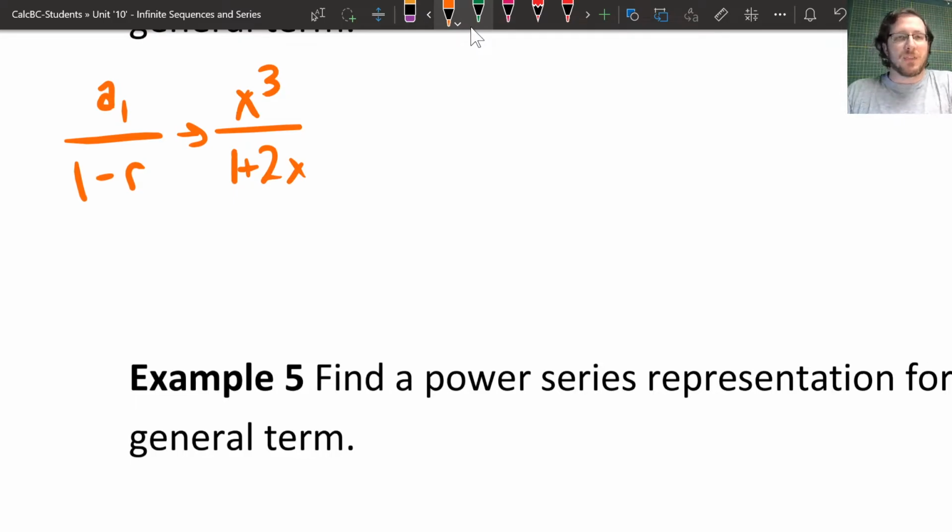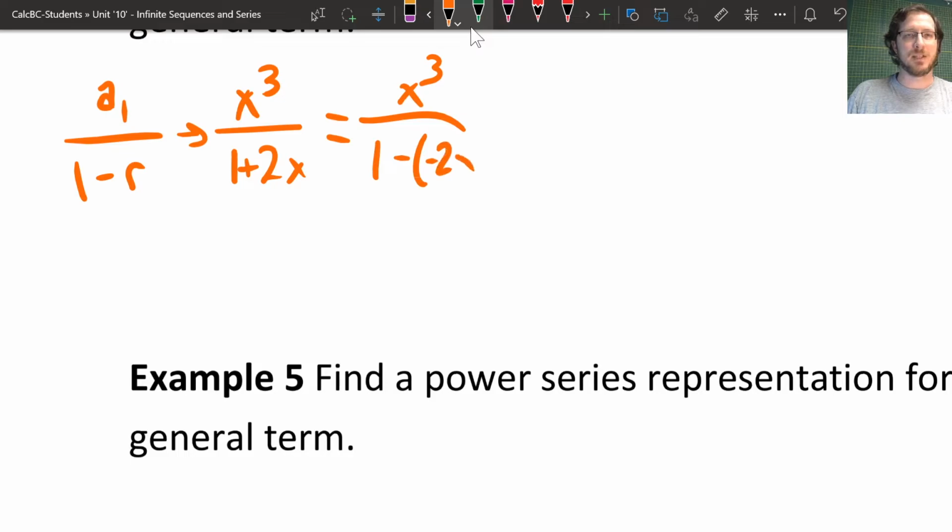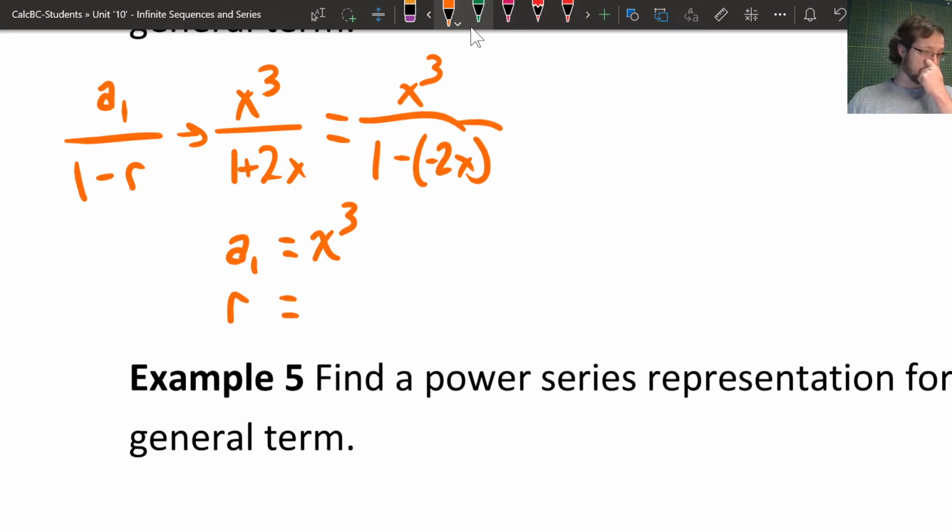Okay, so again, we've got the 1 there. We don't have subtraction, so again, we're going to rewrite it: 1 minus the opposite of that second term, negative 2x. So our first term is that x cubed on top, and our r value is the opposite of 2x. All right, so let's use that to build our first 4 non-zero terms.